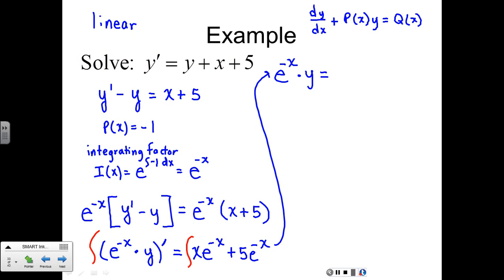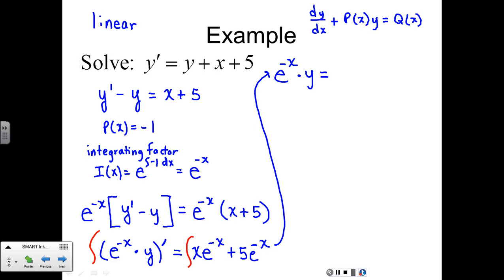What would your compensation be on this one? God, it's late, isn't it? u would be negative x, du would be minus 1, so your compensation would be minus 1 also. So you're almost right, it's going to be minus e to the minus x, okay?